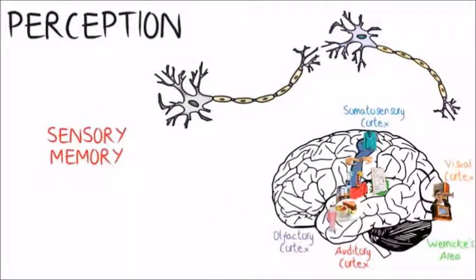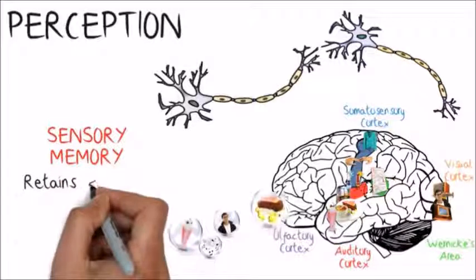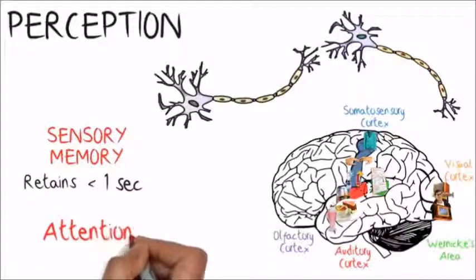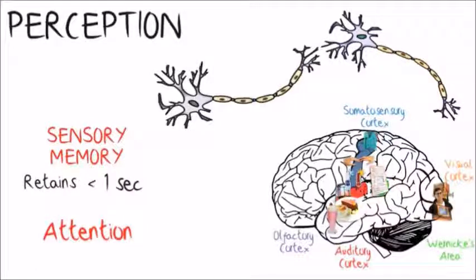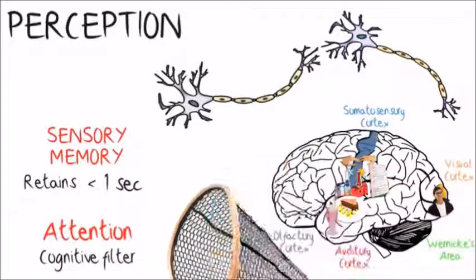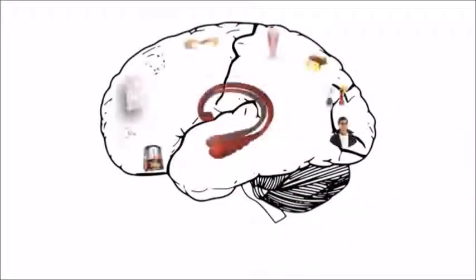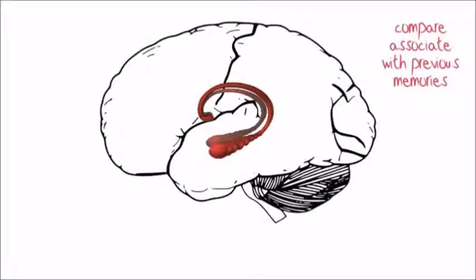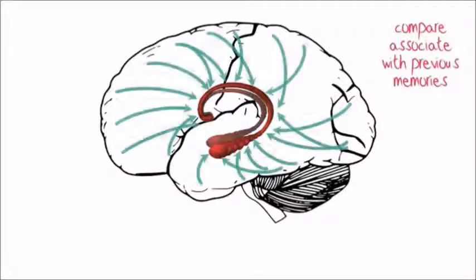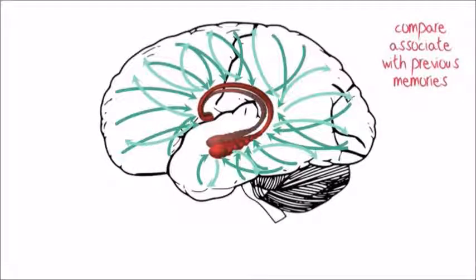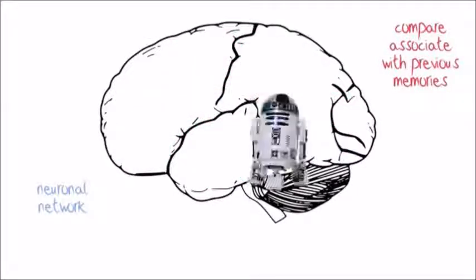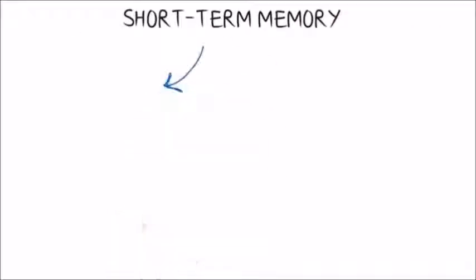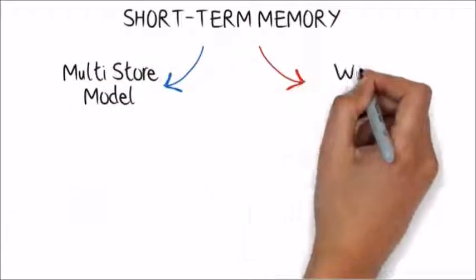Therefore, sensory memory retains these impressions, although it decays in less than a second. To deal with the huge amount of information around us, attention prioritizes elements that should be processed, ignoring the others, acting like a cognitive filter. These sensory memories are then combined in the hippocampus into one single experience, comparing and associating it with previously recorded ones. The hippocampus not only receives but also sends connections to the cortex, assembling a neuronal network which operates as a kind of hologram. At this point, two main models have been proposed to explain the functioning of short-term memory, the multi-store model and the working memory model.